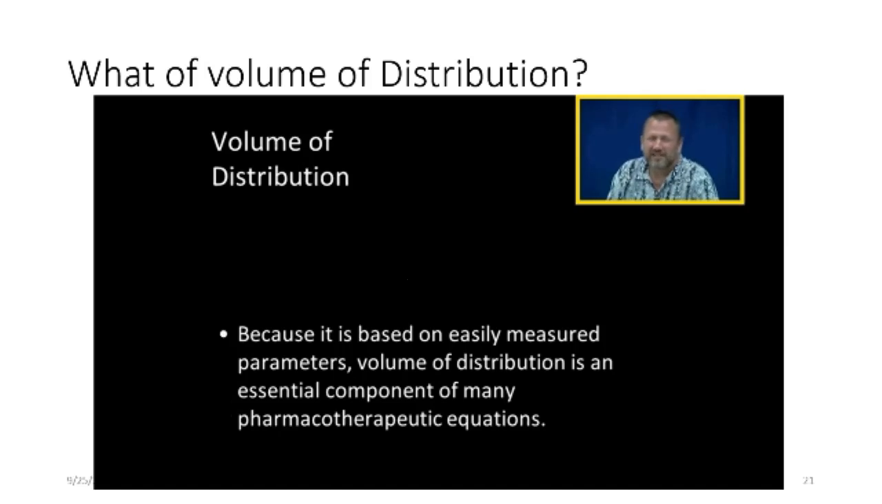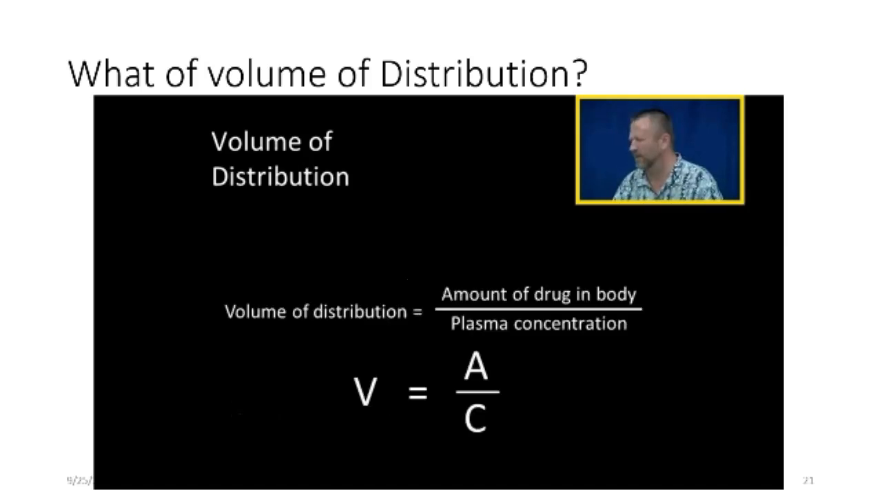But because it's based on an easily measured parameter, volume of distribution is an essential component of many of the pharmacotherapeutic equations that many of you going into the professional pharmacology business will need to be able to understand. So again, the volume of distribution is equal to the amount of drug in body divided by the plasma concentration, and we abbreviate that V is equal to A over C.